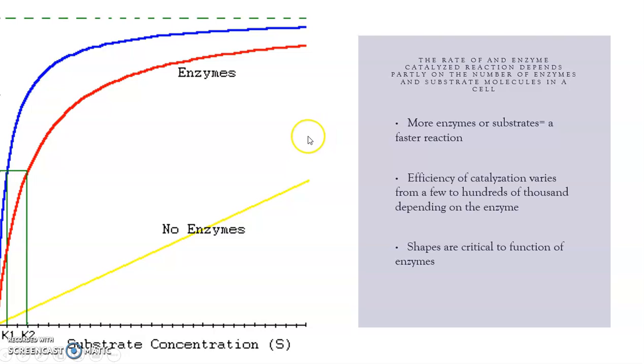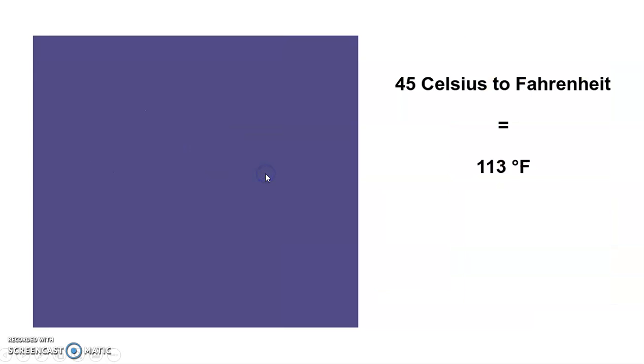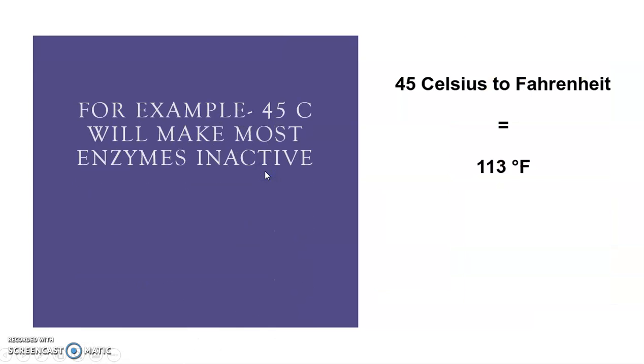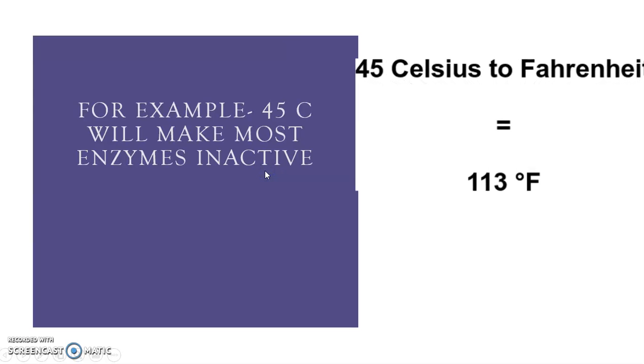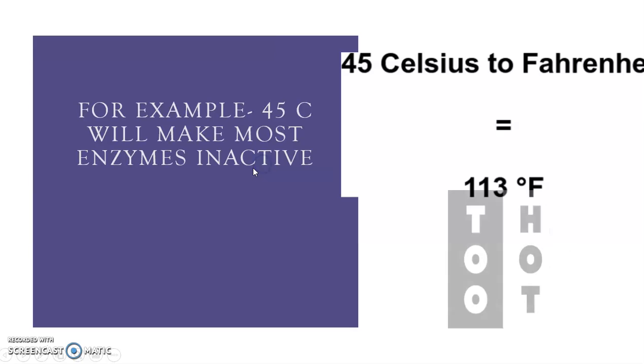The rate of an enzyme catalyzed reaction depends partly on the number of enzymes and substrate molecules in the cell. The more enzyme and substrate, the faster the reaction. If exposed to heat, radiation, and certain types of chemicals a lot, it can lead to denaturation of the actual enzyme. So anything over 45 Celsius, which is 113 Fahrenheit, is too hot.